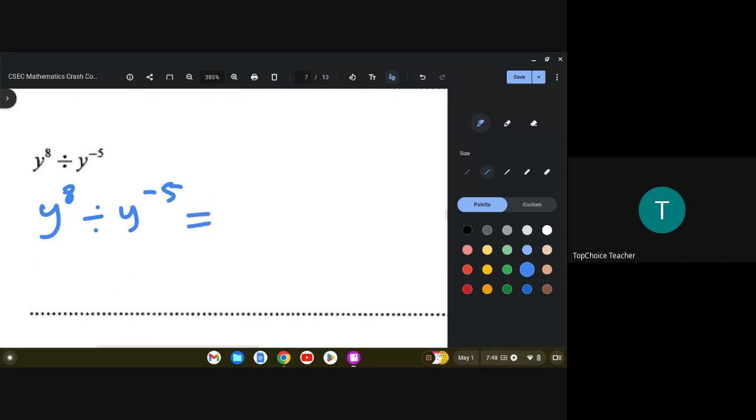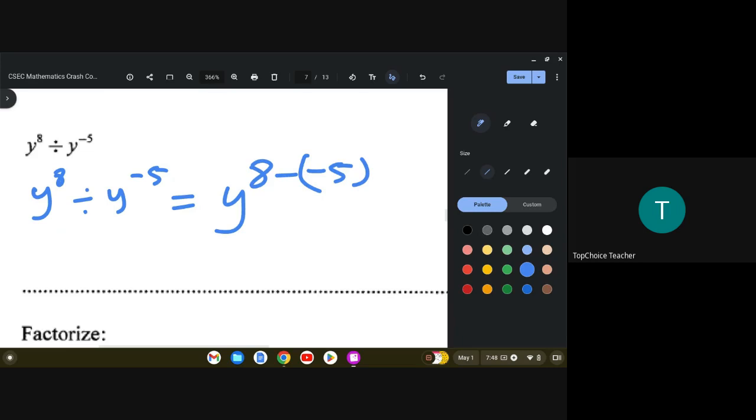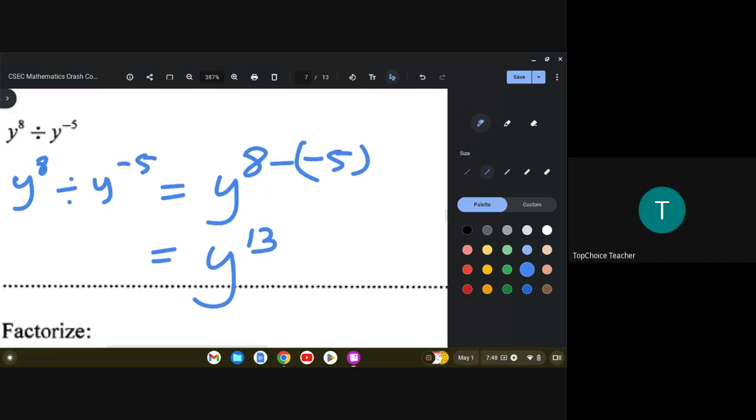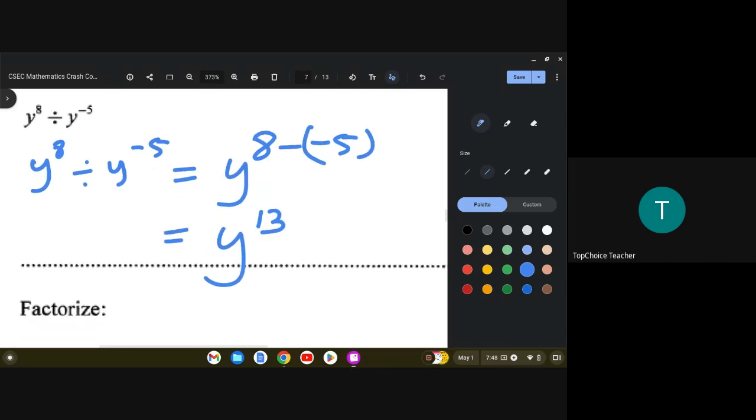Now be careful with the directed numbers. Look at what the answer is going to be: 8 to the power of 8 take away -5. It's not 8 take away 5. This number is -5, so it's 8 take away -5. What is 8 take away -5? 13. How many of you would have said 8 take away 5 is 3? Be honest with yourself. This is where you make mistakes. The power is 13 there.